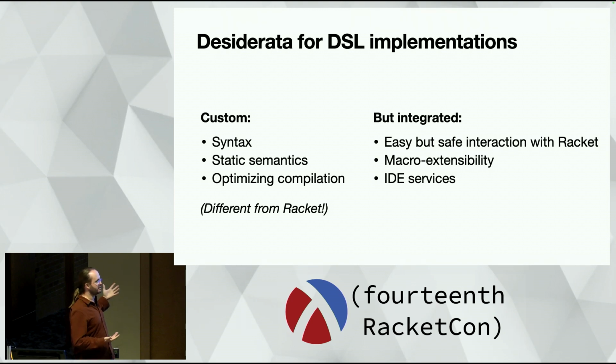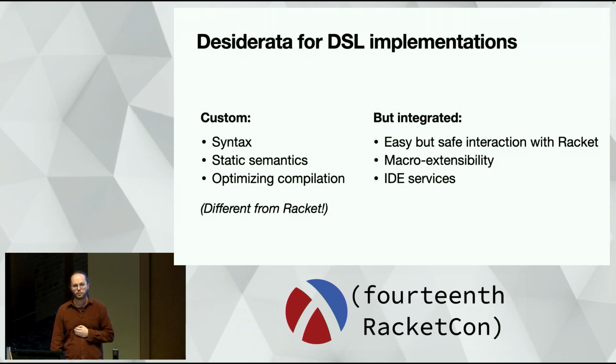We may be doing optimizations in our DSL, and we want to make sure that the way that we interact with Racket doesn't break that. And other forms of integration that we want, well, it would be nice if our DSL was macro extensible. Again, just like we saw on the first slide, being able to add those extensions. And we'd like to be able to have good IDE services, just like we saw that we get for the syntactic sugar. So those are things that we might want.